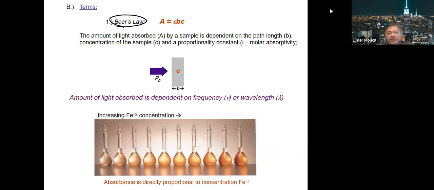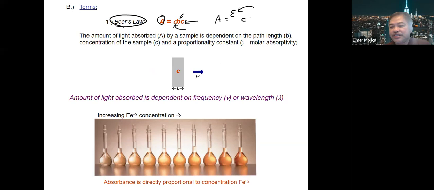And if you're going to look at Beer's law, this is just equal to what? Absorbance is equal to molar absorptivity times path length times the concentration. So usually, the direct relationship that you really have here is just A and C. Because what can you say about molar absorptivity? It's usually constant, especially for a given molecule.